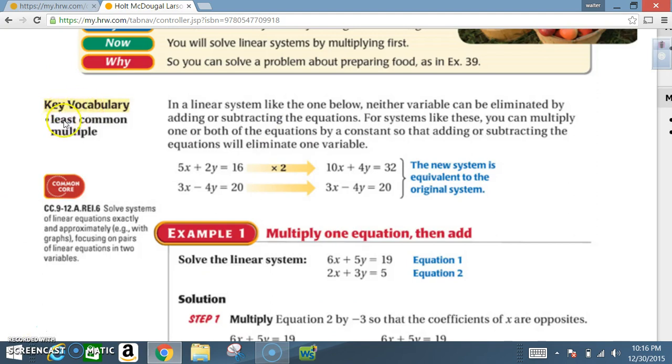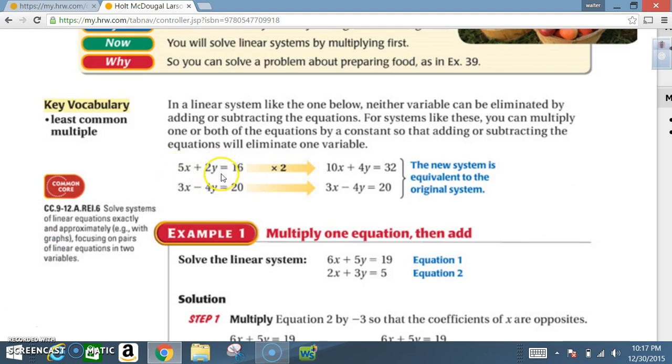Key vocabulary: least common multiple. In a linear system, like the one below, neither variable can be eliminated by adding or subtracting the equations. For systems like these, you can multiply one or both of the equations by a constant so that adding or subtracting the equations will eliminate one variable.